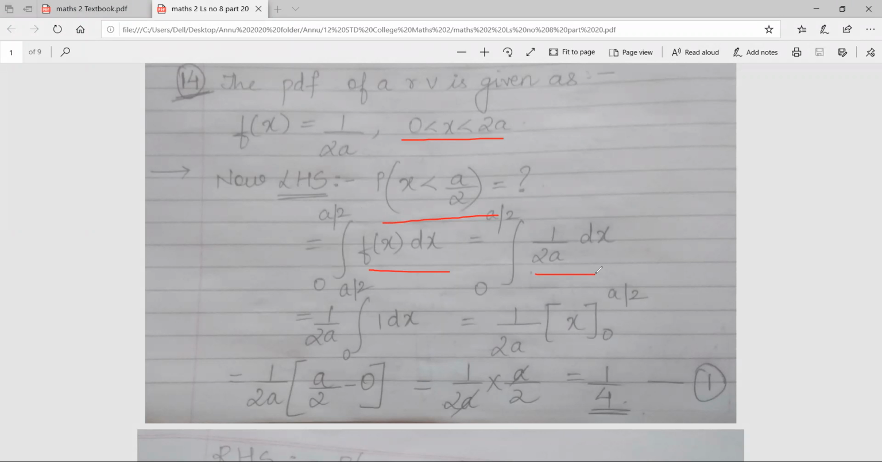Now as 1 upon 2a is constant, I will remove it outside the integration sign and write it as 1 upon 2a, integration 0 to a by 2 of 1 dx. Now integration of 1 is nothing but x. So we get 1 upon 2a times x from 0 to a by 2. Now we'll put the upper limit a by 2 minus the lower limit 0. So 1 upon 2a into a upon 2. So a gets cancelled. I'm left with 1 by 4, which is point number 1. So I hope you all are clear with the LHS part.